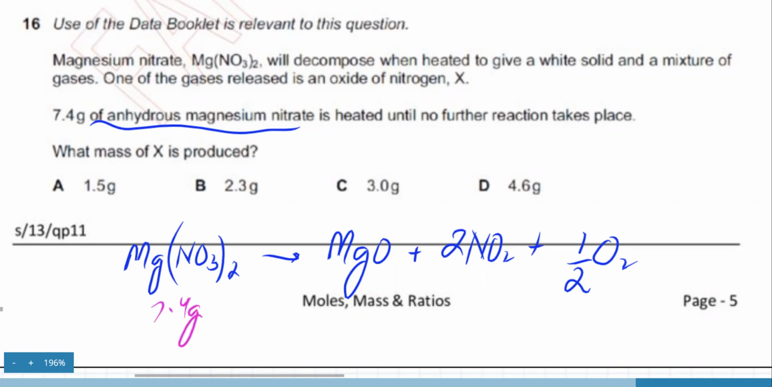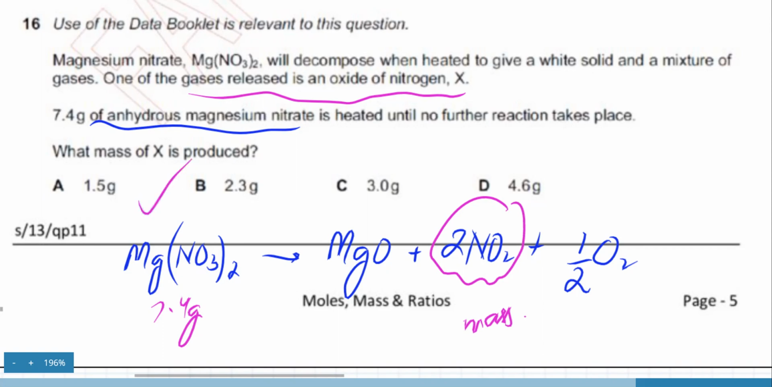And he's saying what mass of X is produced. What is X? X is one of the gases, an oxide of nitrogen. So he's asking for the mass of this substance. So can you find the moles first of, obviously, magnesium nitrate?